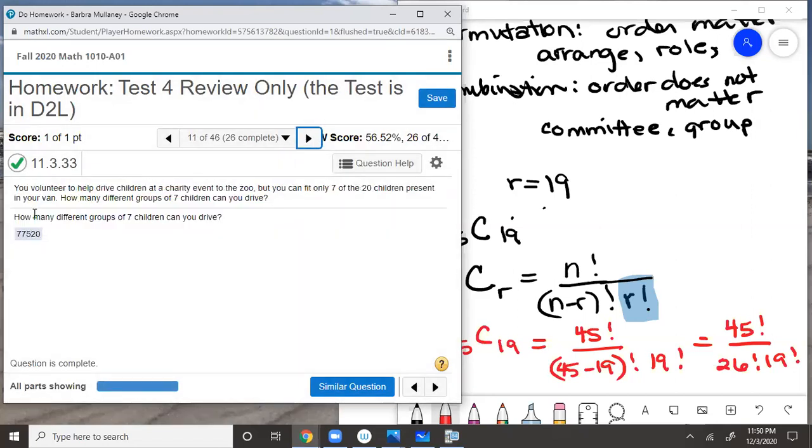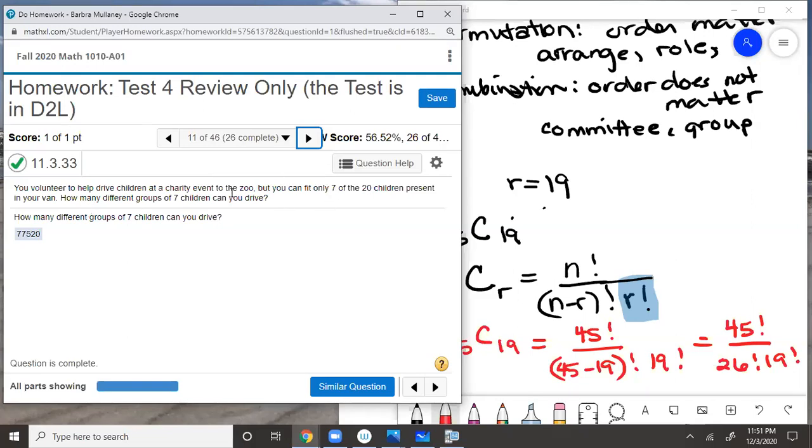Number 11. You volunteer to help drive children at a charity event to the zoo, but you can fit only 7 of the 20 children present in your van. How many different groups of 7 children can you drive? So the fact that we did the last problem is kind of preemptive to this one because this is really indeed coming up with a number now. So we have to find out, is this a permutation or a combination?